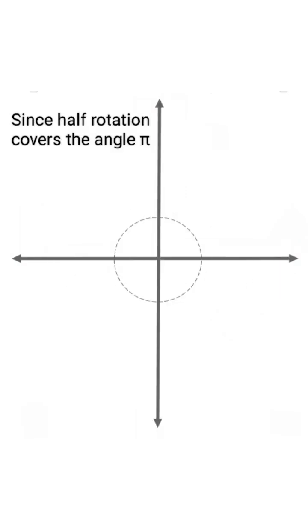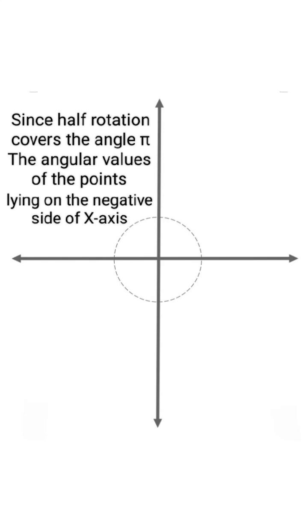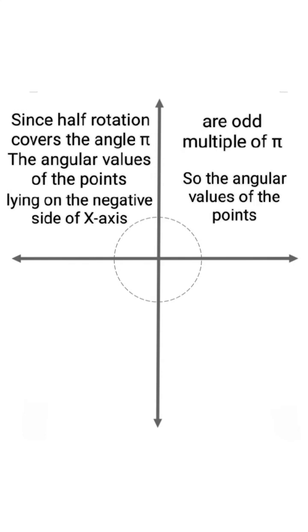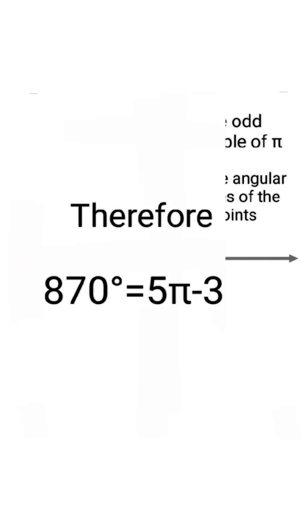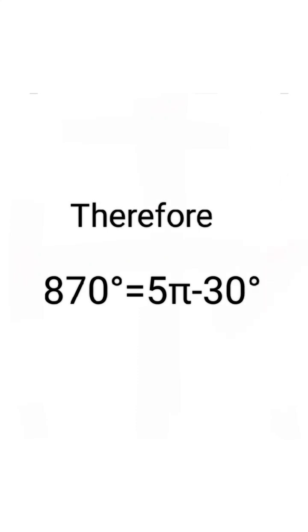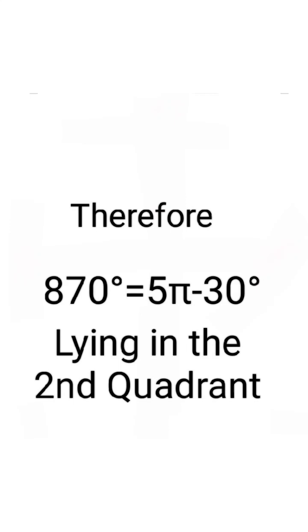Now, since half rotation covers the angle pi, the angular values of the points lying on the negative side of x-axis are odd multiples of pi. So, the angular values of the points lying on these sides are pi, 3 pi, 5 pi, 7 pi and so on. Therefore, 870 degree equals 5 pi minus 30 degree will lie on the second quadrant.